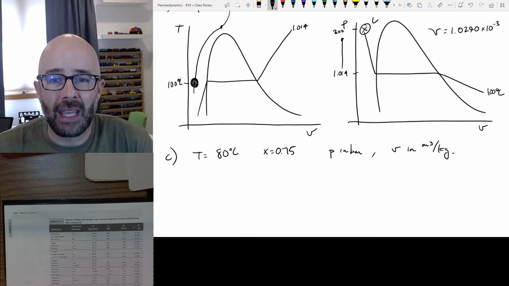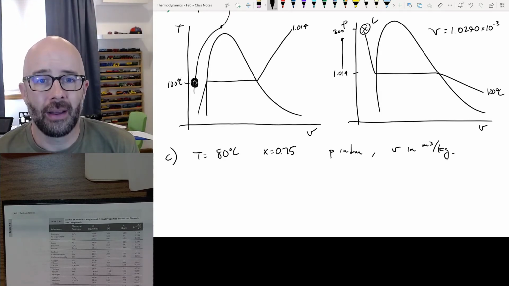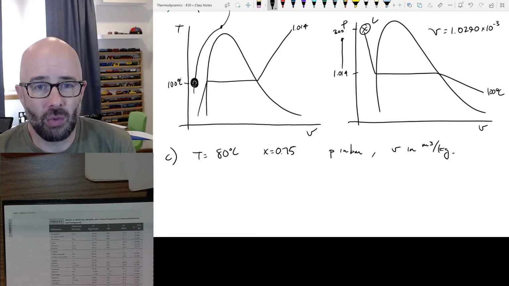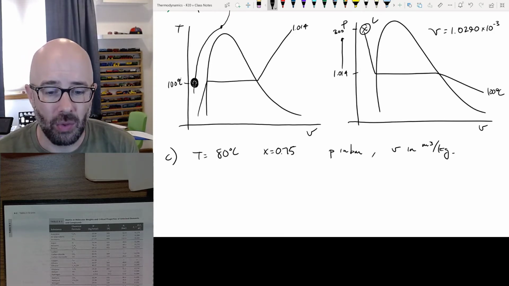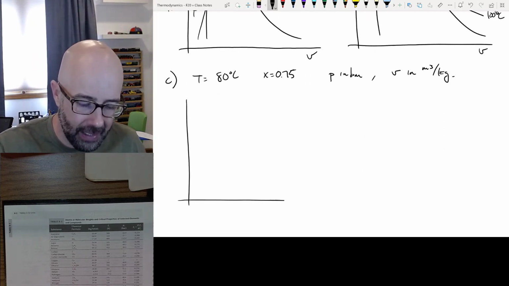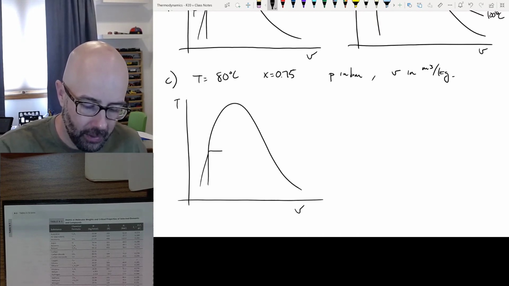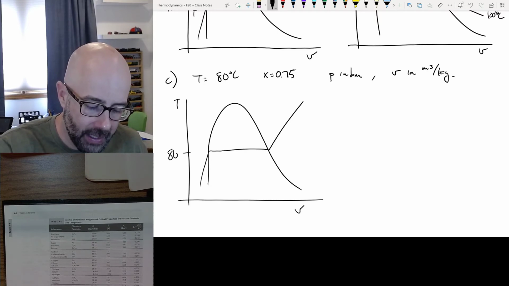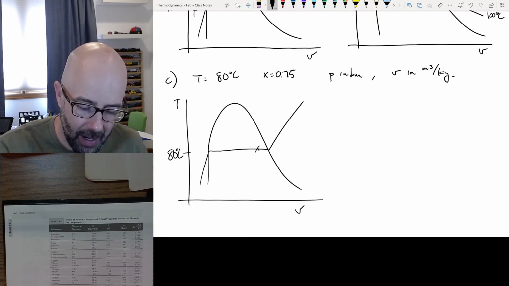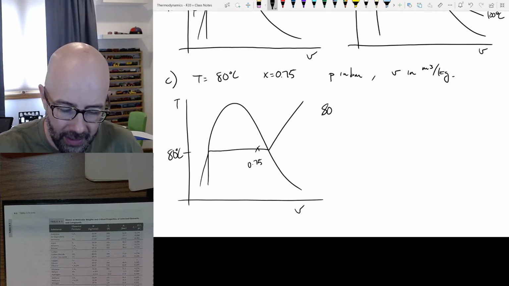When they gave us this, they already told us what the state was. We know it's a liquid vapor. If they give us a quality, it has to be a liquid vapor. So I can go ahead and draw this on a TV diagram. We're going to be looking at 80 degrees Celsius, and about 0.75 for my quality. What I want to find out for 80 degrees Celsius is my saturation pressure. I want to find out what Psat is.